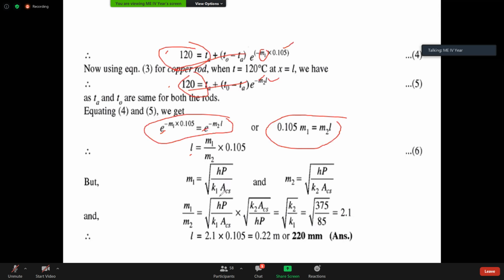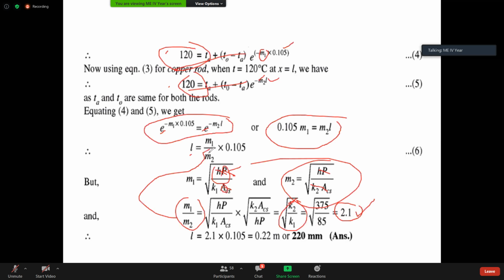M1 is equal to root over hp by k1 into area. M2 is equal to root over hp by k2 into cross section, because h and perimeter don't change. Perimeter also he has not given you. So this is constant, this is also constant, area of cross section also constant. Then I will get the relation between m1, m2 and k1, k2. M1 by m2 I can calculate because I know the two thermal conductivities. If you substitute this m1 by m2 here, you will get the value of L. That's all.